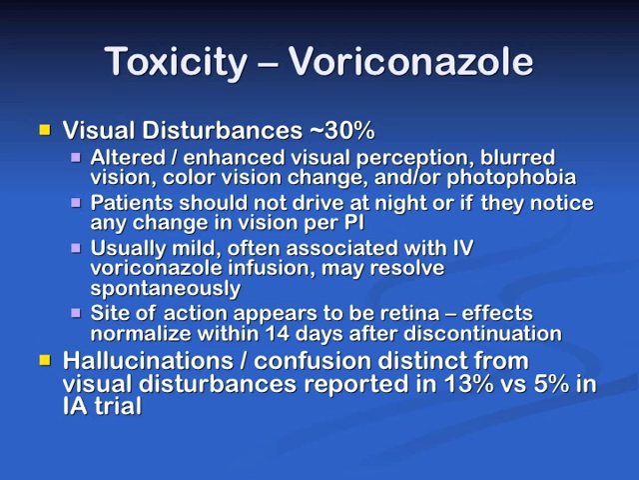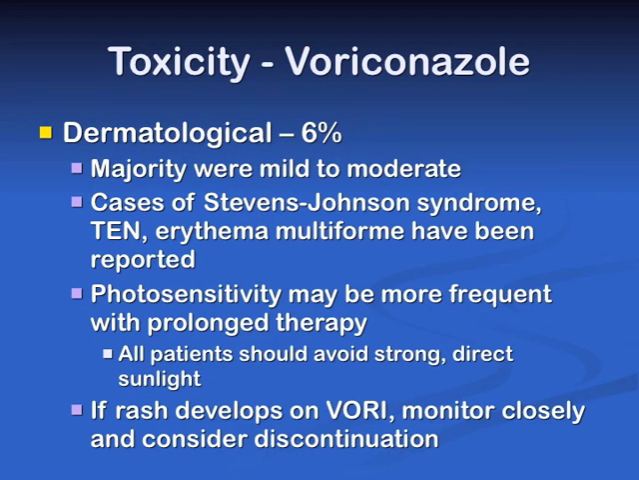Now, separate from visual complaints is encephalopathy, hallucinations, or confusion. This was seen in the invasive aspergillosis trial, which used relatively high doses, in 13% of patients versus 5% for Amphotericin B. So this is a real concern, and patients need to be aware that it's possible.